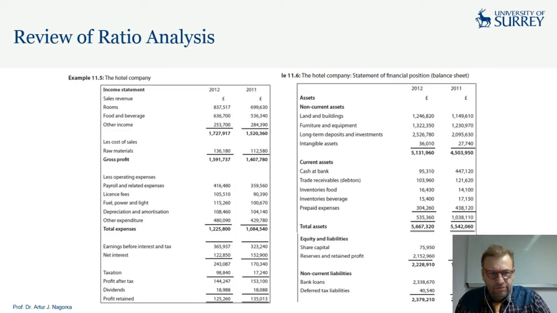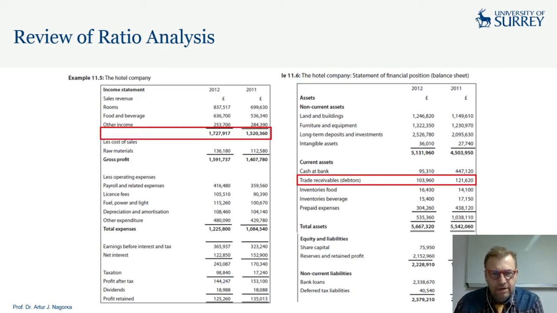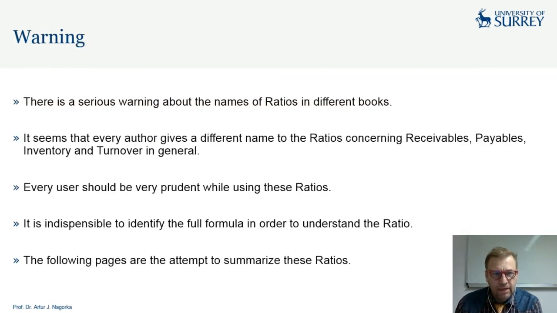And now we have, again, this review of ratio analysis. So we are now concentrating on these particular lines that we have in our income statement and other documents. And now I have to say something very important. You may not be happy about that, because there is a serious warning about the names of particular ratios in different books. While preparing this lecture, I used 7 different books, and in 7 different books there were 7 different definitions and 7 different names.